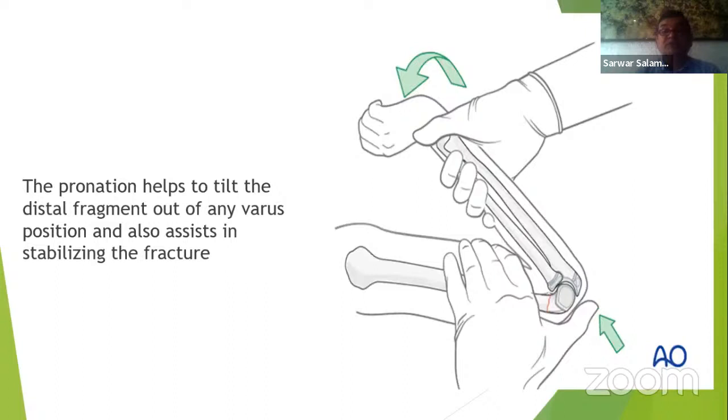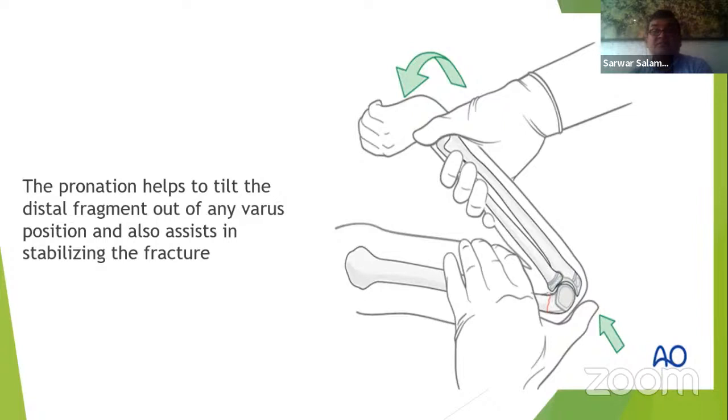This helps in two things. One is, very commonly there is varus of the fragment. So this varus is corrected with this pronation, and it stabilizes the fracture. So when we go for this percutaneous pinning, it is better to keep the forearm in this full flexion and pronation. It will help in stabilization of the fracture, and if there is any varus angulation, correction of that varus angulation.